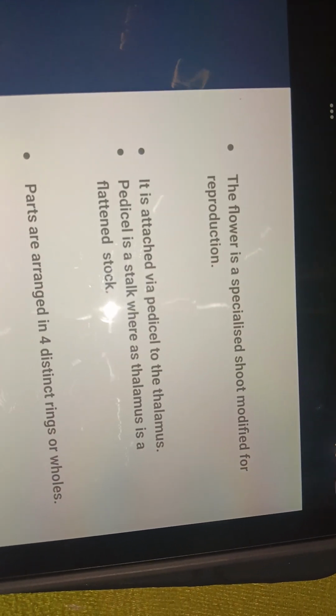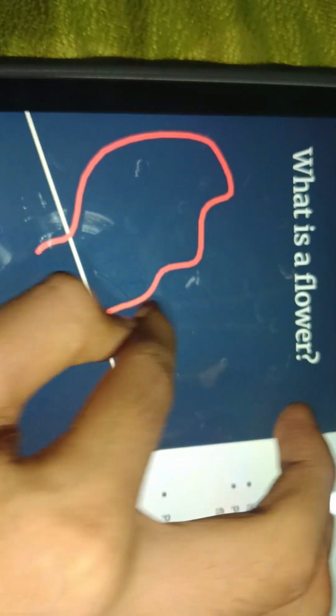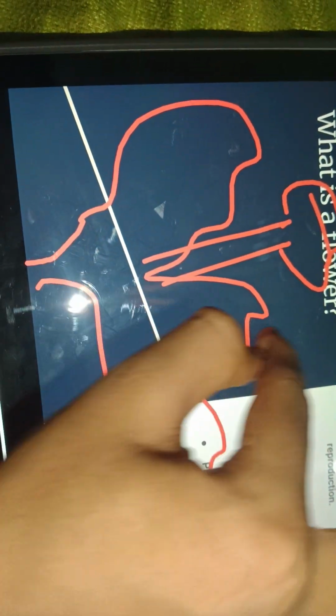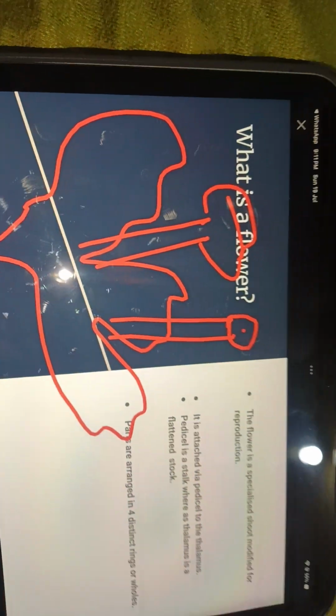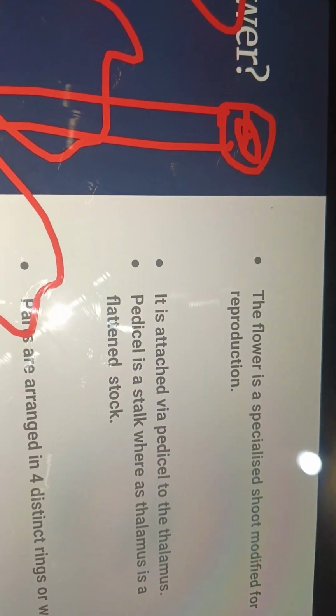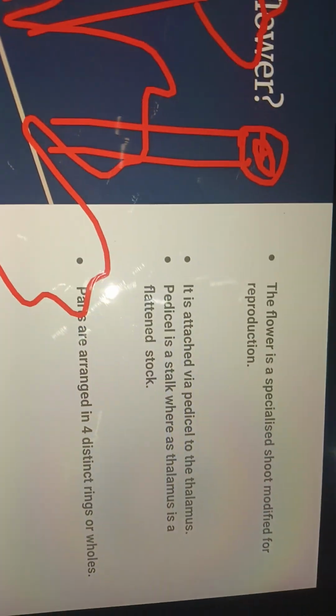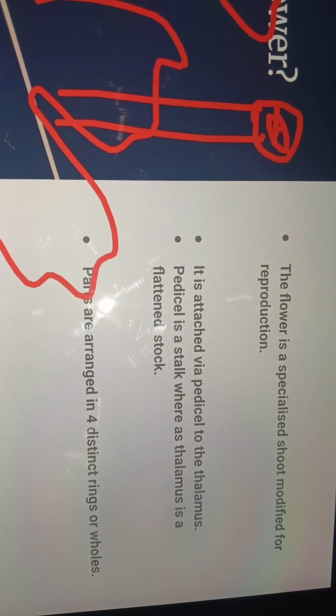Next, actually, what is a flower? A flower is a specialized shoot modified for reproduction. Suppose this is a flower. It contains various parts. The flower is a specialized shoot modified for reproduction. It is a shoot. Why a shoot? Because it is above the ground. So it's a specialized shoot modified for reproduction. Yes, flower helps in reproduction. It is attached via pedicel to the thalamus.